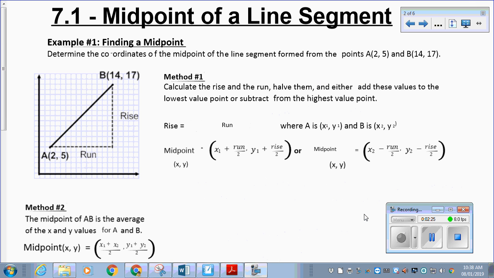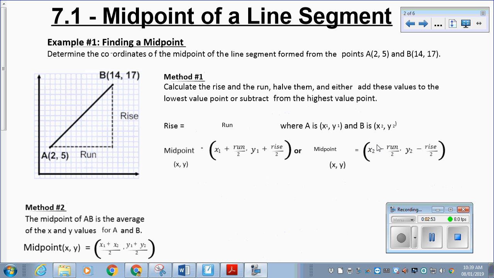Now, today's lesson is about finding the midpoint of a line. Basically, there are 2 methods to find it. You use this one right here, which is basically taking the original point, say x1, which is (2, 5), and then adding half of the rise and half of the run to both respective x and y quantities.